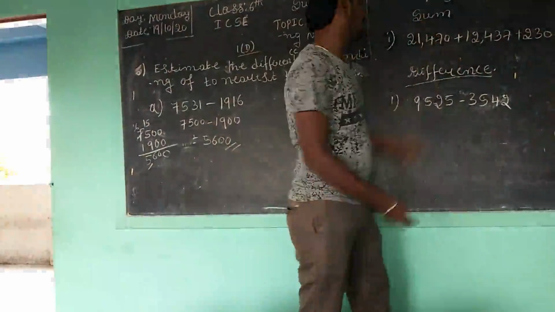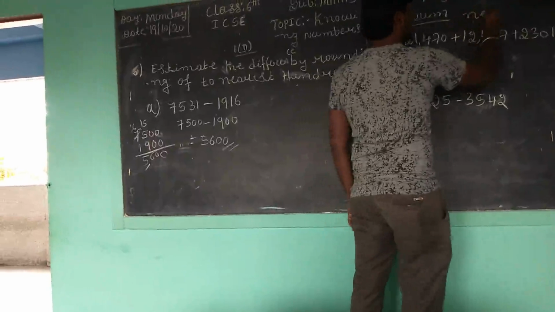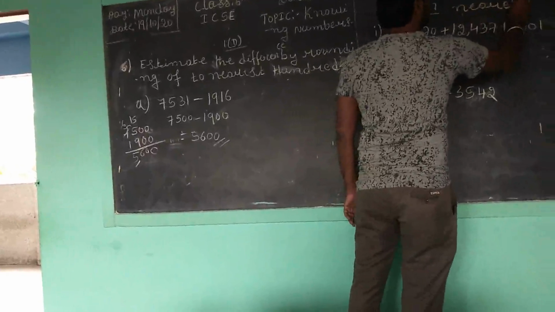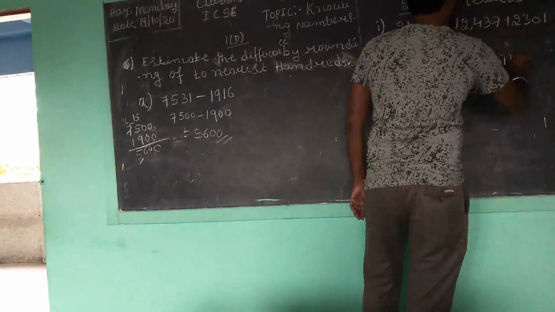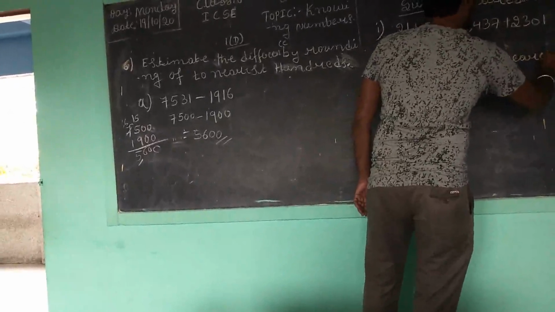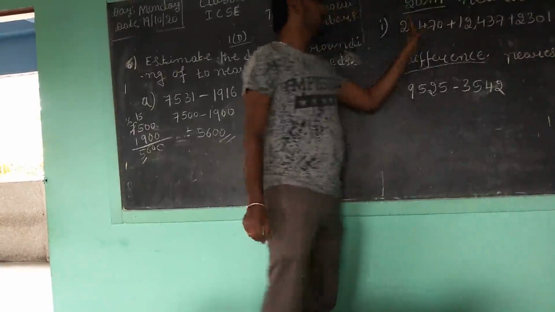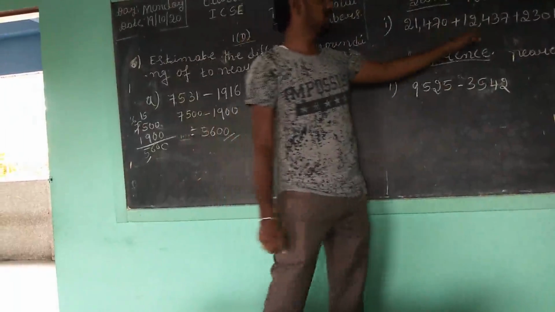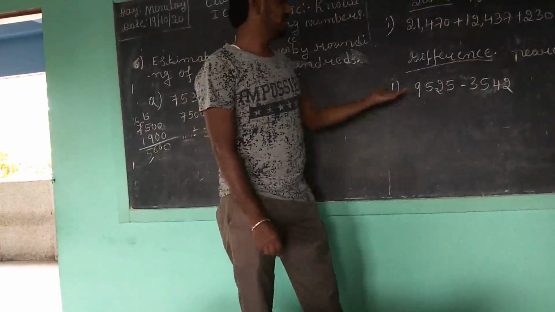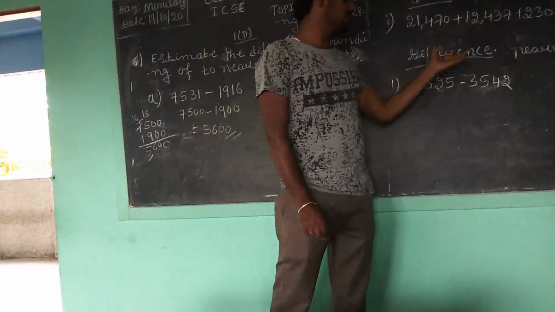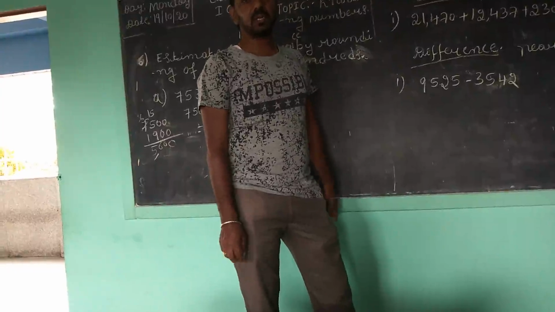So see what the sum is. It is make nearest 10. Sum is nearest 10, children. This one is nearest 100. First one is 21,470 plus 12,437 plus 2,301. Difference is 9,525 minus 3,432, children. Okay, children, do and come.